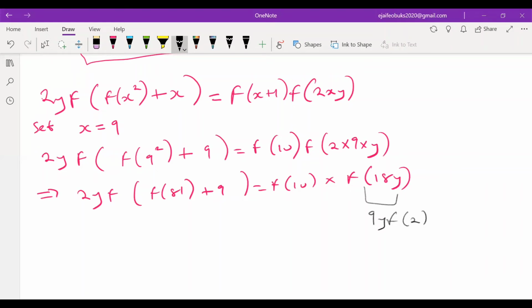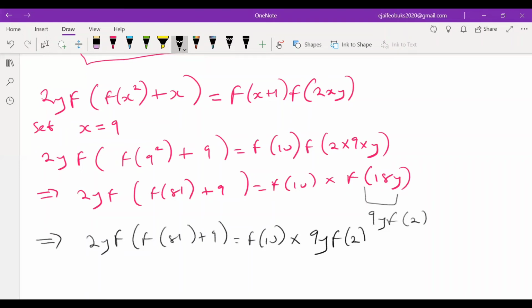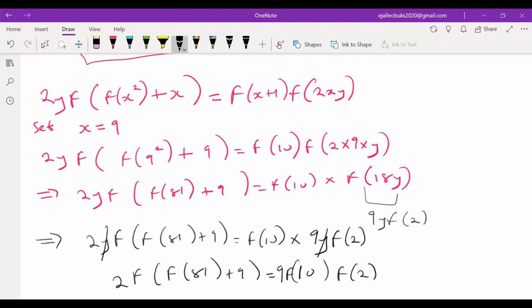So then I will rewrite this. I have that 2y times f of 81 plus 9 is equal to f of 10 times 9y f of 2. Y cancels out. So I have 2 times f of 81 plus 9 equals 9 f of 10 f of 2. All right, so far so good.